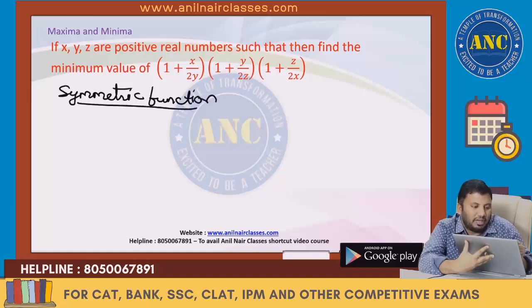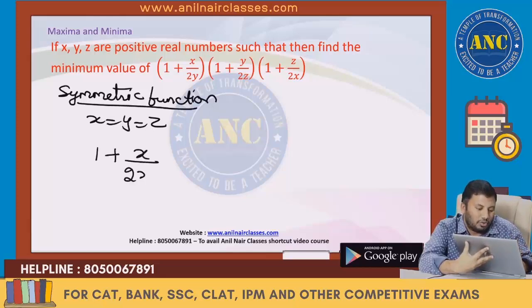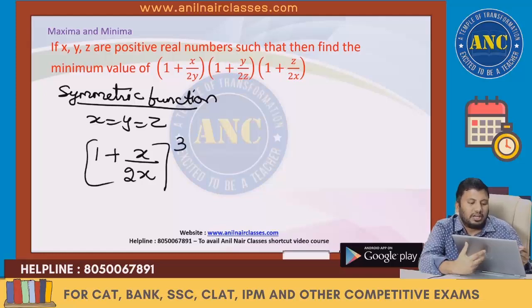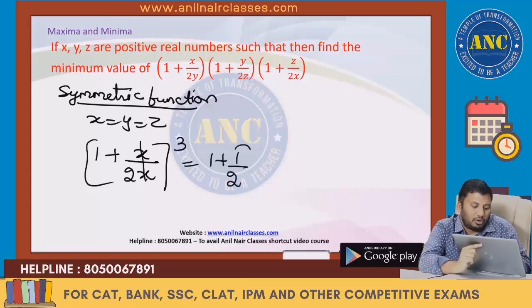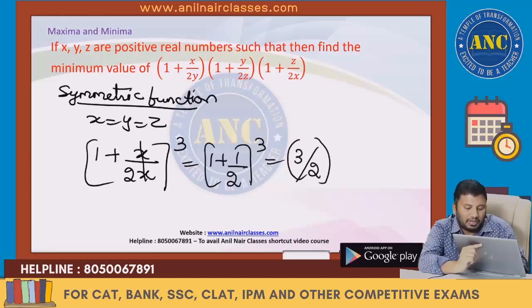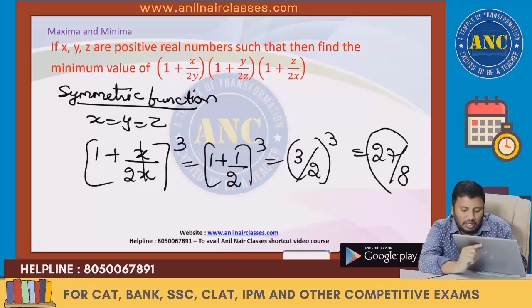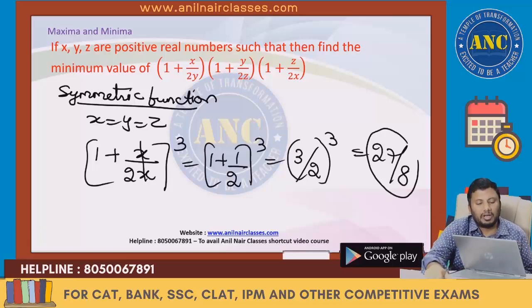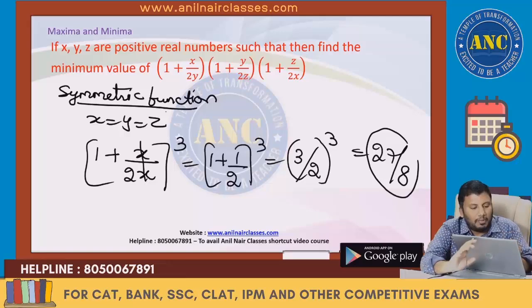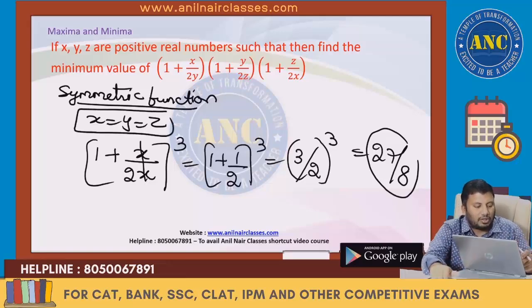If I make the variables equal, x equivalent to y equivalent to z, 1 plus x by 2x into 1 plus x by 2x, it is whole cube. X cancel, 1 plus 1 by 2 power 3, which is nothing but 3 by 2 power 3, which is 27 by 8. I hope it is clear. Make x equivalent to y equivalent to z.